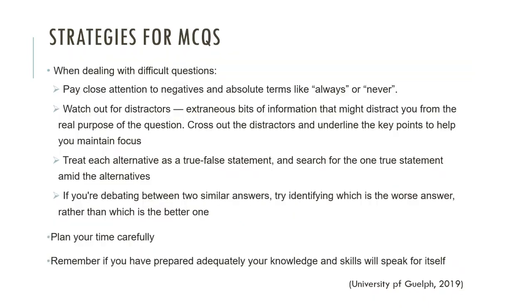Then, when dealing with difficult questions, pay close attention to negatives and absolute terms like always and never. Watch out for distractors. You might find there's extra bits of information in your option that may not be relevant. Take note of that. Those bits of extra information might just be there to confuse you. Okay. Treat each alternative as a true or false statement. This is a very effective technique, students. First, we discussed the technique of elimination.